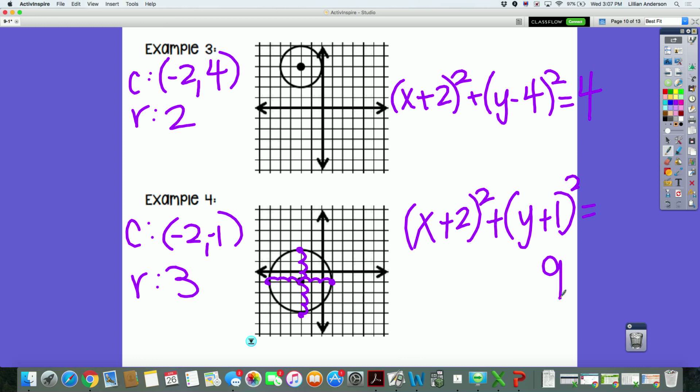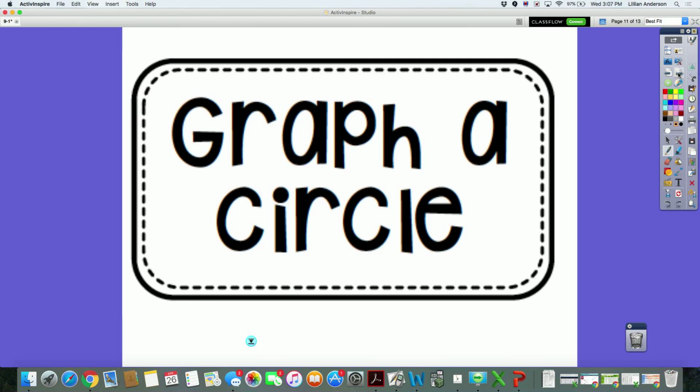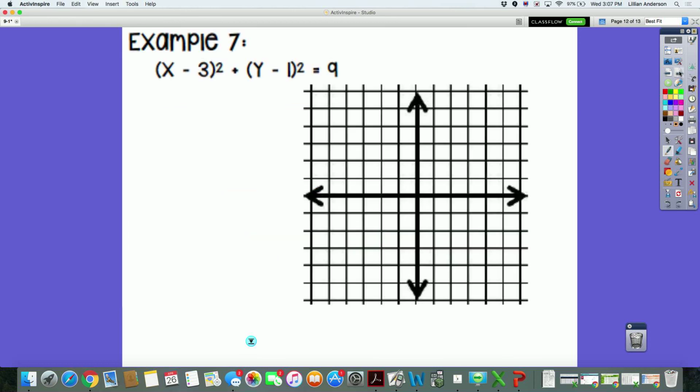And now we do the opposite. You're given the equation, and you have to graph the circle. You need two pieces of information. You need the center and you need the radius.